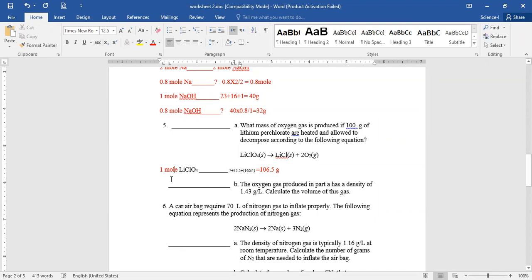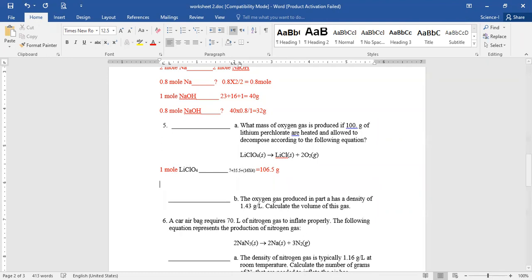So the 100 grams that we have equals how much? So this is the unknown. So this 100 grams represents how much? Cross multiplication: 100 multiplied by 1 divided by 106.5 equals 0.93 mole. So like this, you get the number of moles of lithium chlorate.